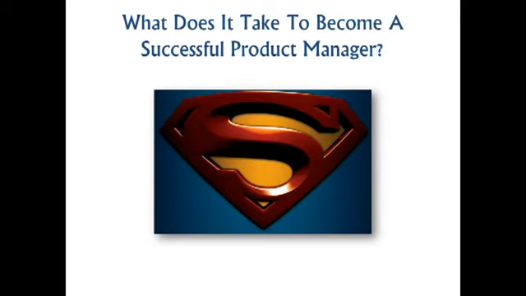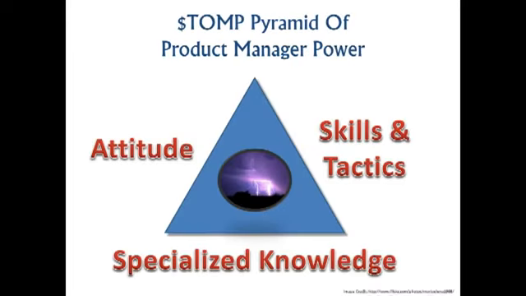Because if you're not successful as a product manager, then it doesn't really matter about your product. Your product cannot possibly be a success if you're not a success in your job. So in order to be a successful product manager, it really takes 3 separate things. I call this the stomp pyramid of product manager power.